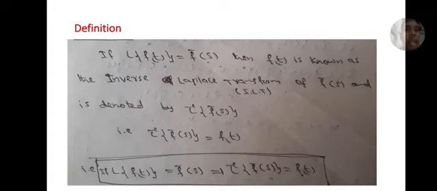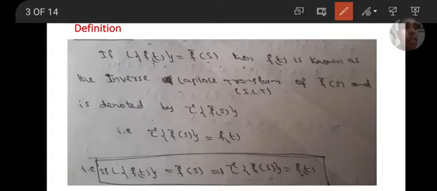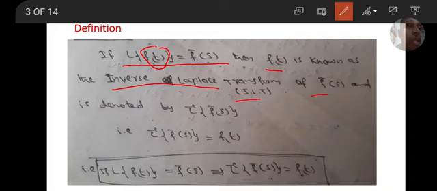What is the definition? If L of f of t equal to f bar s, that means the Laplace transform of f of t equal to f bar s, then this f of t is known as the inverse Laplace transform of f bar s. If L of f of t equal to f bar s, then f of t is called the inverse Laplace transform of f bar s and it is denoted by L inverse of f bar s. That is, L inverse of f bar s equal to f of t.